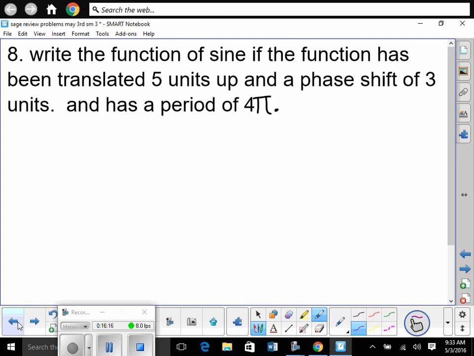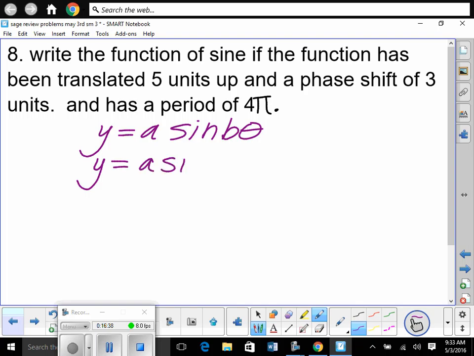Last one. Write the function of the sine if the function has been translated 5 units up and a phase shift of 3 units and has a period of 4 pi. So I say to myself, a non-shifted sine function looks like this: y is equal to a times sine of b theta, right? Okay, a shifted one looks like this: y is equal to a sine of b theta minus h, which is our shift left and right, plus k.